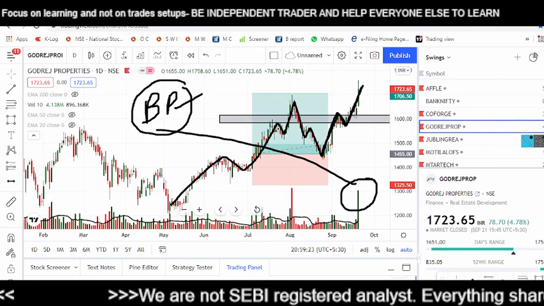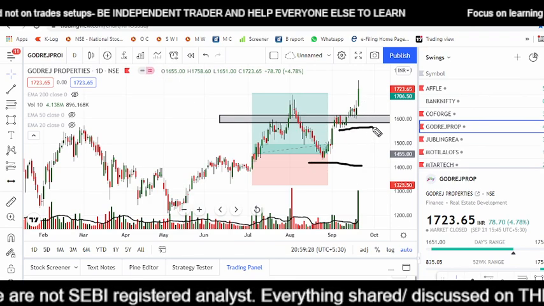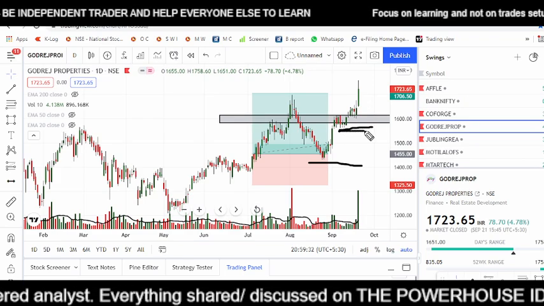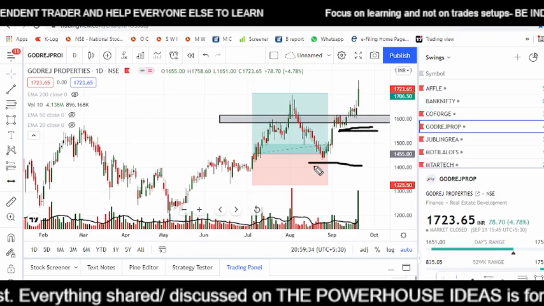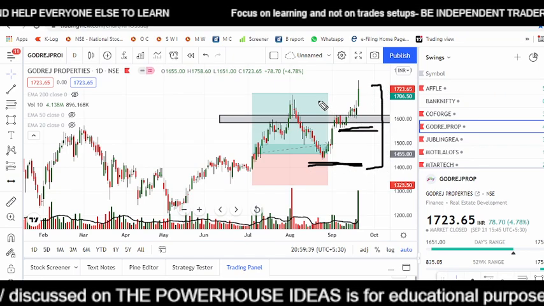So an entry can be taken over here, stop loss below the previous swing low over here or over here. It depends upon the risk appetite which you are having. If you're having a smaller risk appetite, you can keep the stop loss over here, or you can keep a stop loss over here and make your position size accordingly.